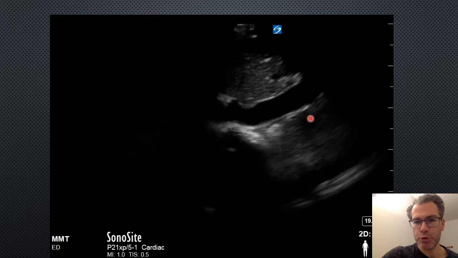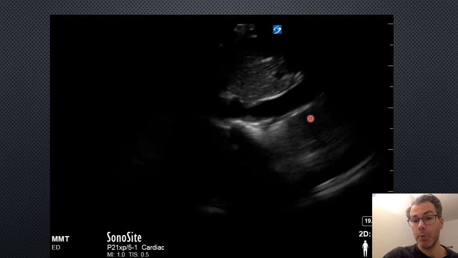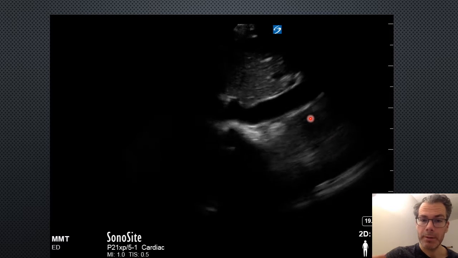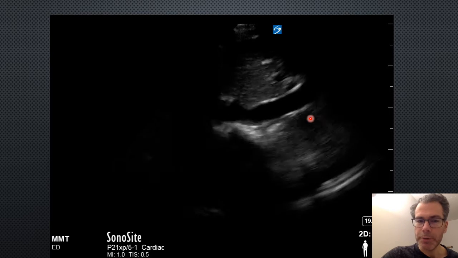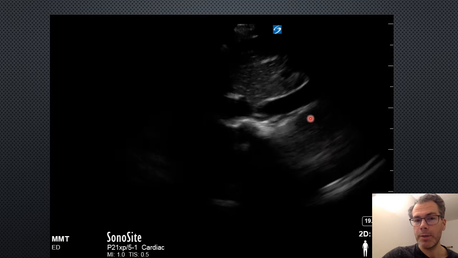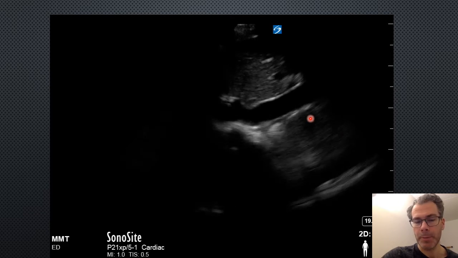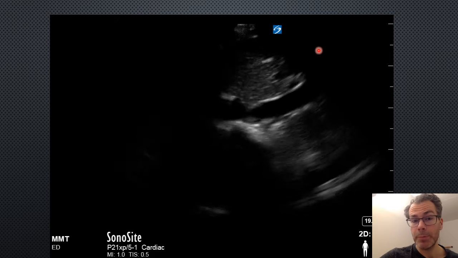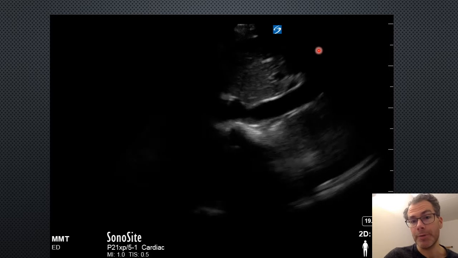So the IVC should normally collapse around 50% with respiration. If it's collapsing more than that, that suggests it could be underfilled. If it's collapsing less than that, that suggests maybe the patient has fluid overload. But IVC is not a definitive test for fluid state. There are many other things that can affect the IVC, so it should be factored in with everything else, with the rest of your clinical assessment. But having said that, this IVC does look quite plump. It's over 2 centimeters, it's not collapsing much, so you could call this a plethoric IVC.